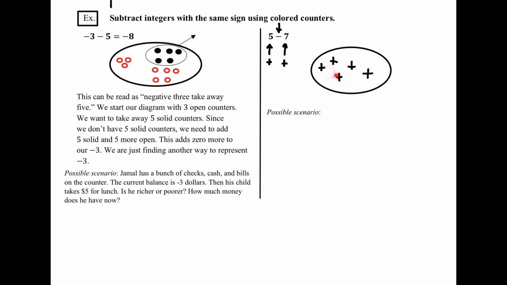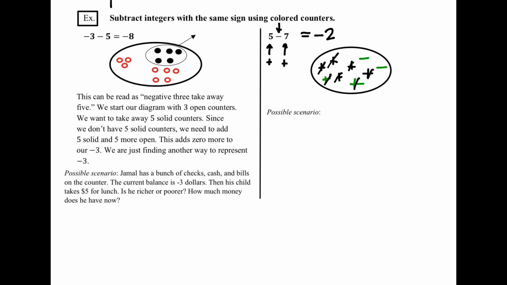So I can take away 1, 2, 3, 4, 5, but I'm missing 2. So I need to draw in a zero pair. Okay, I'm going to do them in green so you can see. You can put them anywhere. So 1 plus, 1 minus. That's a zero pair. 1 plus, 1 minus. That's a zero pair. Now I have 7 that I can cancel out. So 1, 2, 3, 4, 5, 6, 7, and I'm left with 2 negatives. Okay? And I'm not going to worry about scenarios. You're fine.